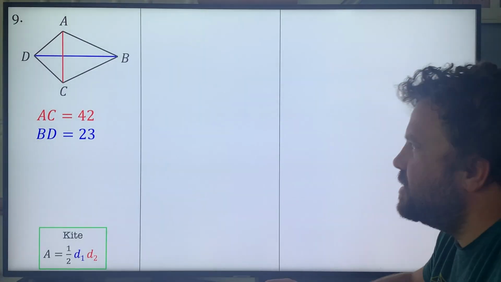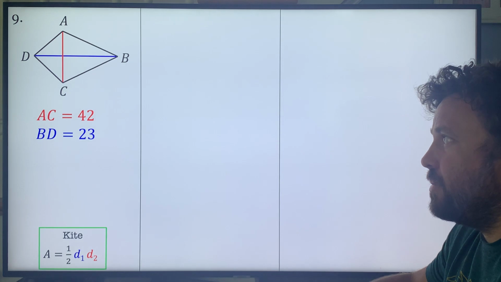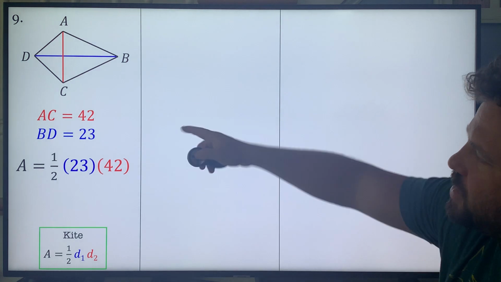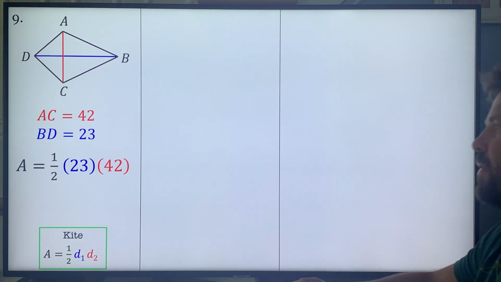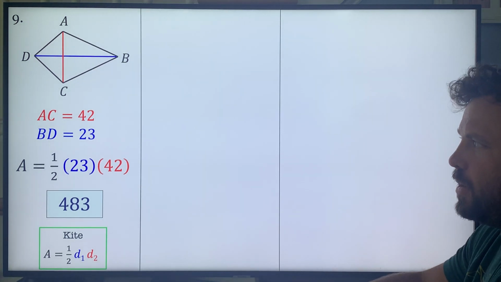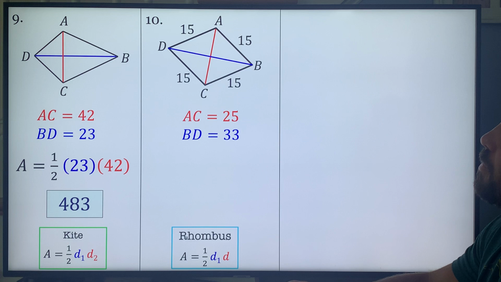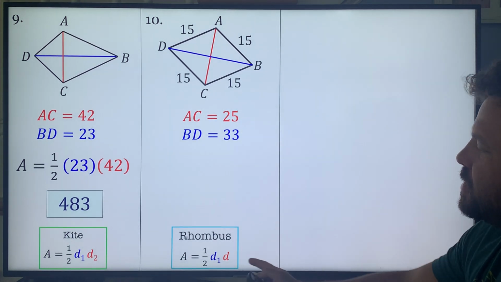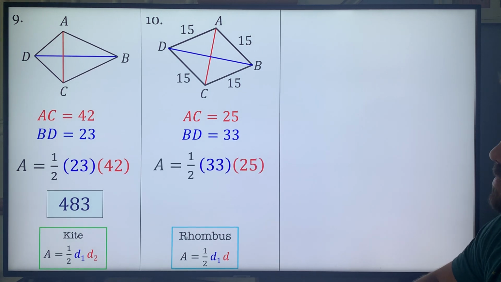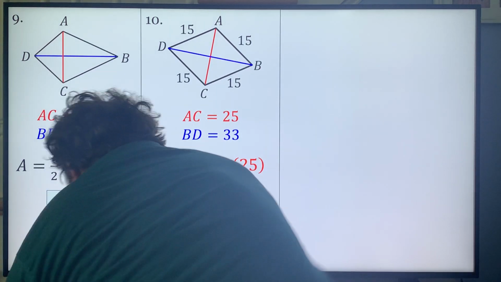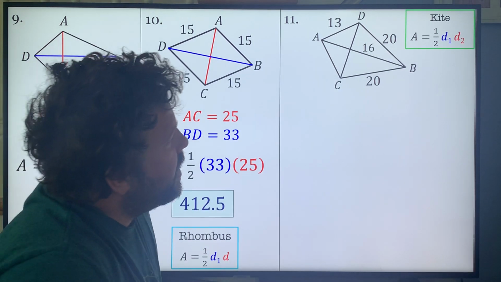Number 9. AC is 42. BD is 23. Half of 23, oh, I should have mixed those up. Whatever. Half of 23 times 42 is 483. Number 10, AC is 25, BD is 33. Same formula, half of 33 times 25 is indeed 412.5. Pretty easy, right?